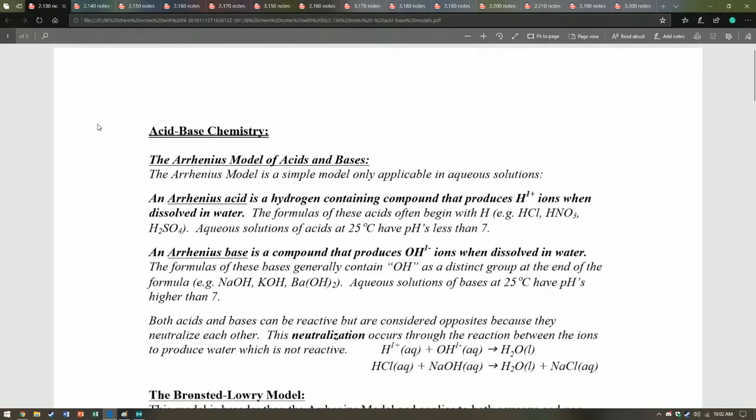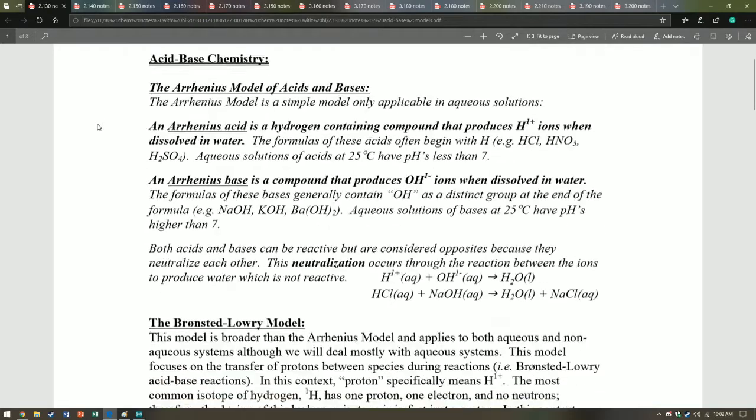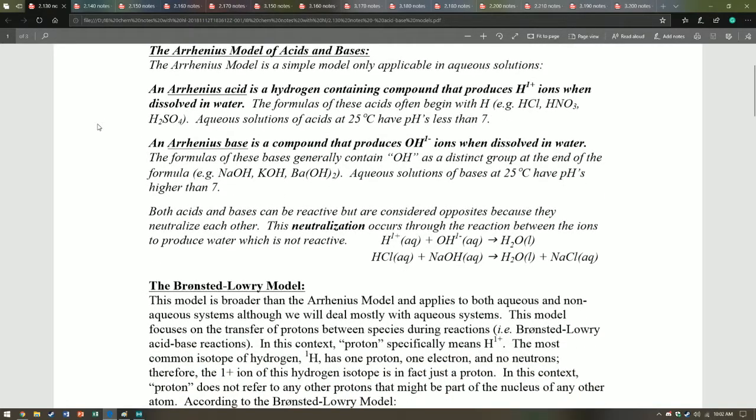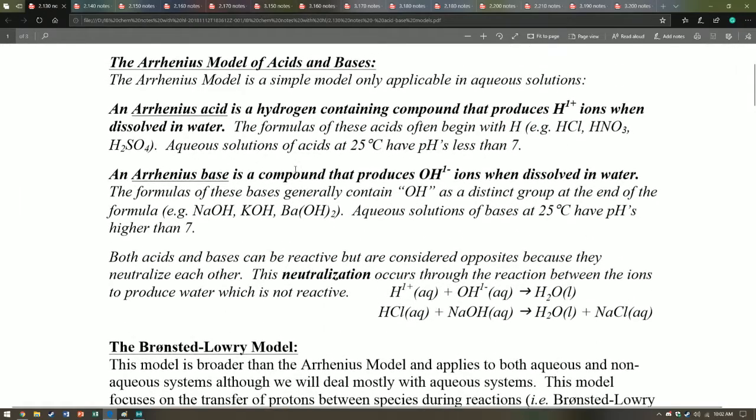So today we're going to be discussing acid-base models and acid-base reactions. For the higher levels, there's three acid-base models you're responsible for knowing. For the standard levels, it's only two, which are the Arrhenius model and the Bronsted Lowry model. Let's start with the Arrhenius model.